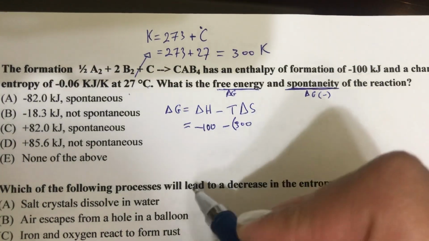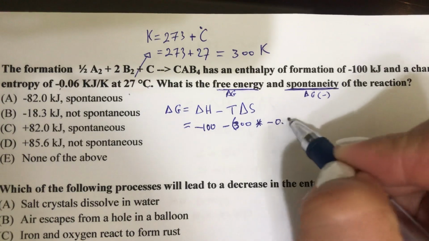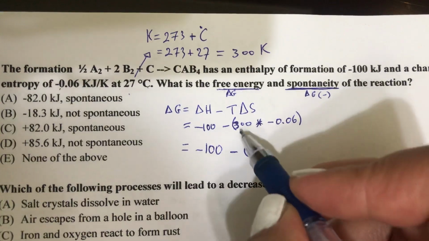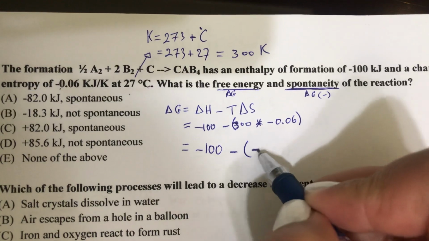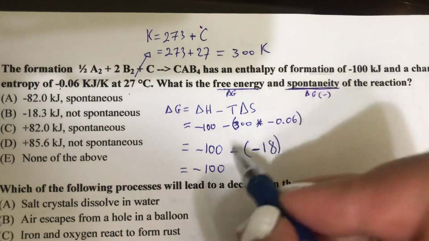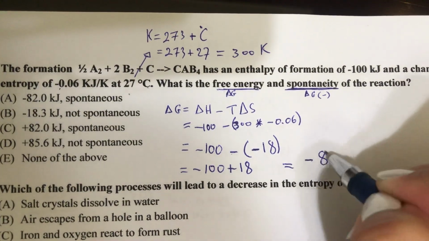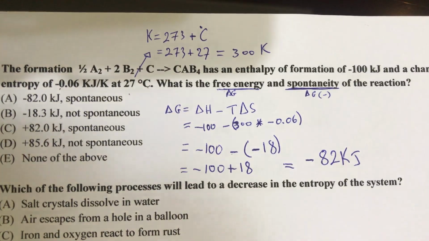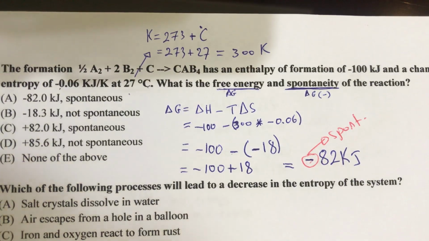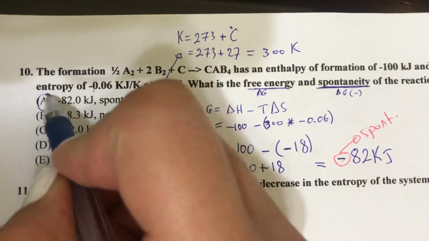So here the temperature is 300 times delta S, negative 0.06, which is equal to negative 100 minus 300 times negative 0.06, equals negative 18. So here negative 100, the negative sign with the minus becomes a plus sign, so plus 18, which equals negative 82 kilojoule. And because delta G is negative, it's a spontaneous reaction. So the answer is negative 82 and spontaneous reaction. The correct answer is A.